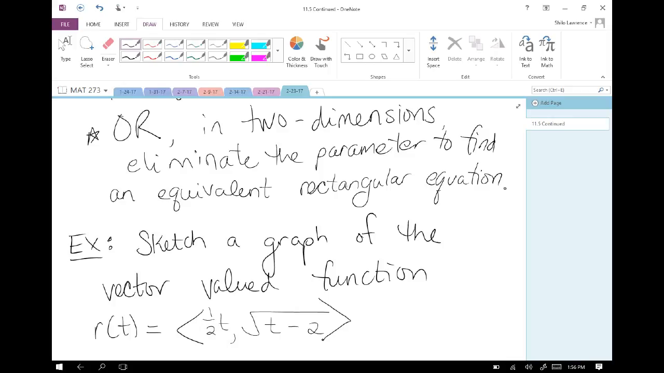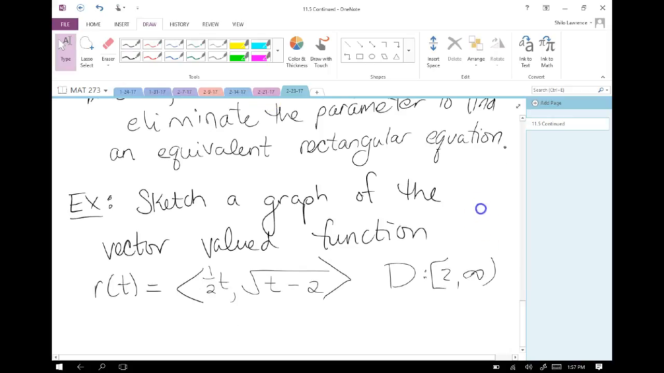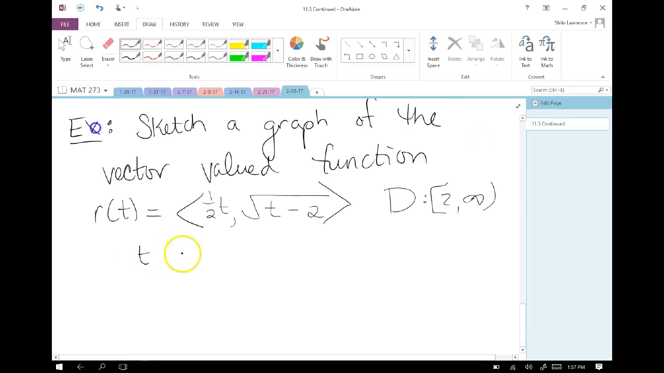Yes. We're still using the previous domain? The other one was strictly greater than 2 because it was natural log of t minus 2. So for this one, the domain is 2 to infinity. So that's an important thing to recognize when you start the problem, because you don't want to plug in t values that are not going to give you a point back on the curve. So you can make a little chart.